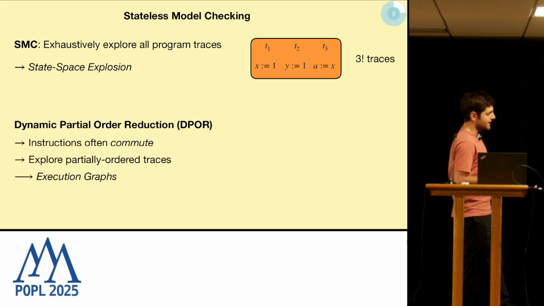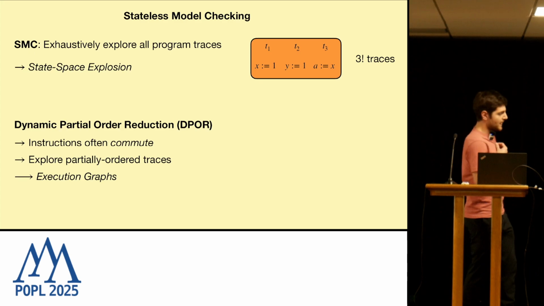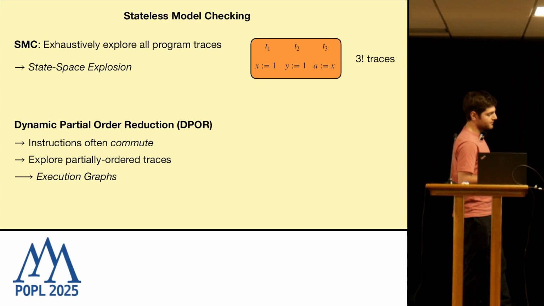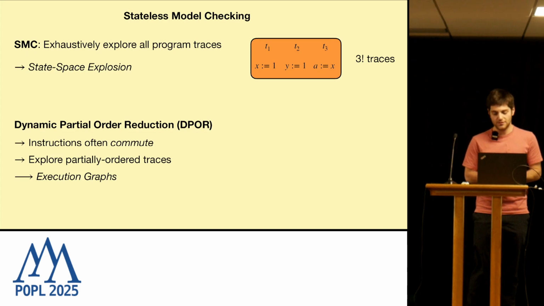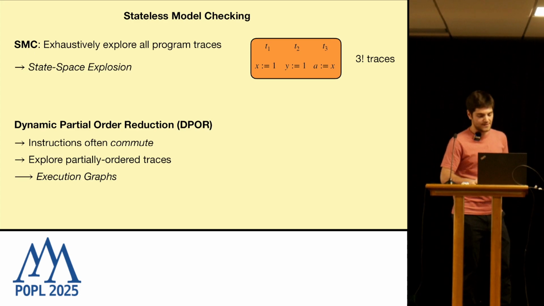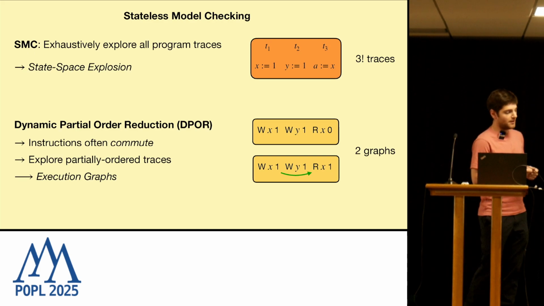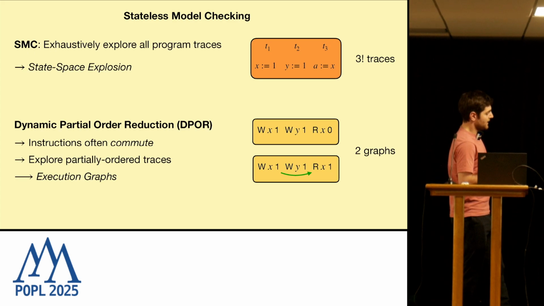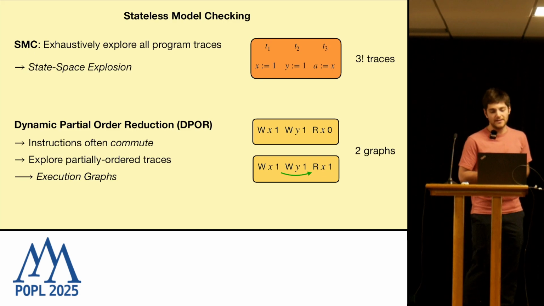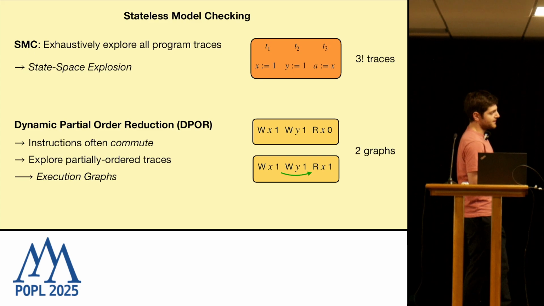So stateless model checking is usually combined with a technique called dynamic partial order reduction, or DPOR. It is based on the observation that instructions often commute and you don't really need to consider every trace. The state of the art, instead of actually exploring traces themselves, explores partially ordered traces, so only the orderings that are really necessary. These are called execution graphs in the literature. Here you can see the two graphs that this program corresponds to, and they only differ in what the read reads from. The middle thread is immaterial, so you don't need to order it with anything.